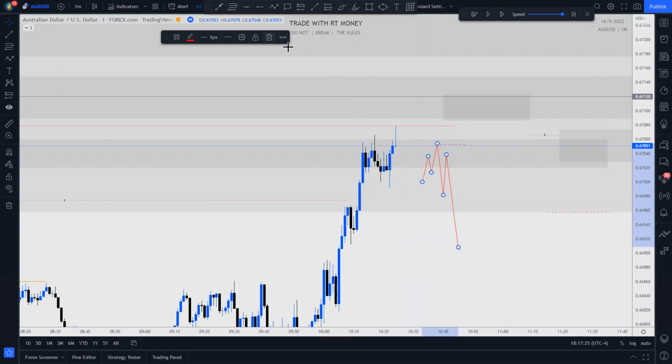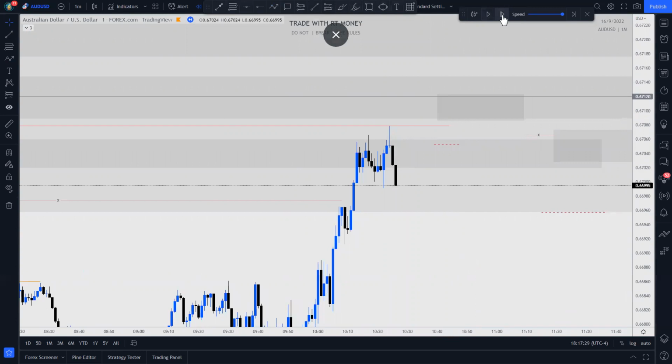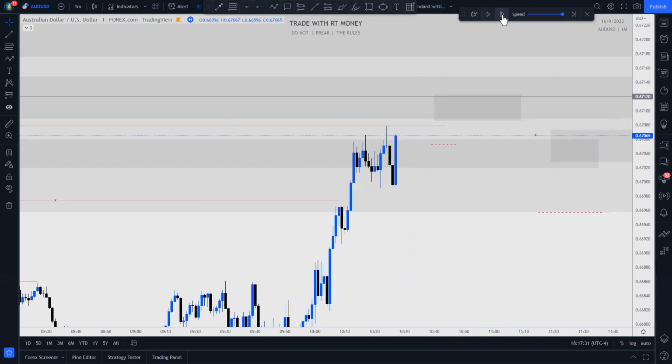Okay, so I'm watching the price action. Let's go. Is that the kind of market structure I'm looking for? Hold on. Okay, is that the kind of market structure break I'm looking for? No, no, it's not. Let's see.